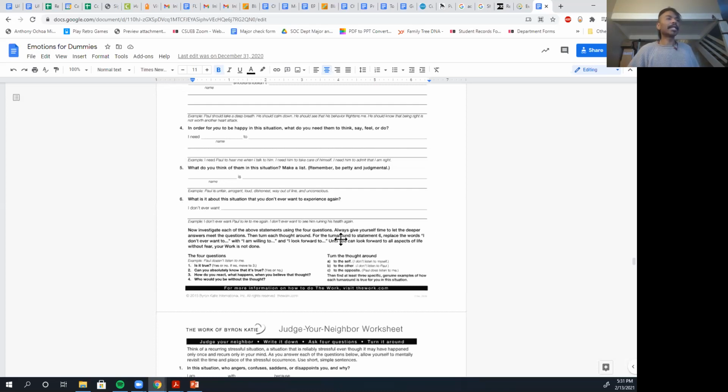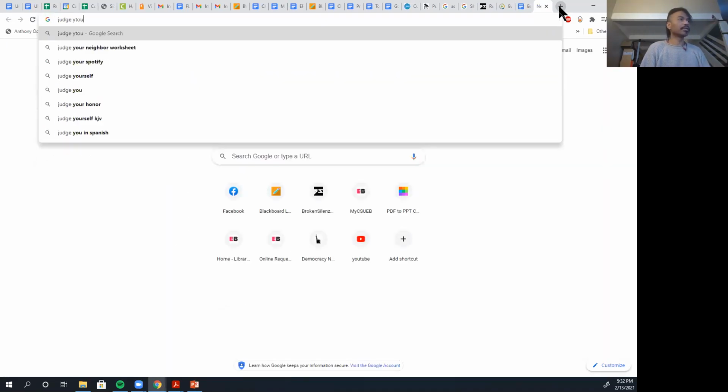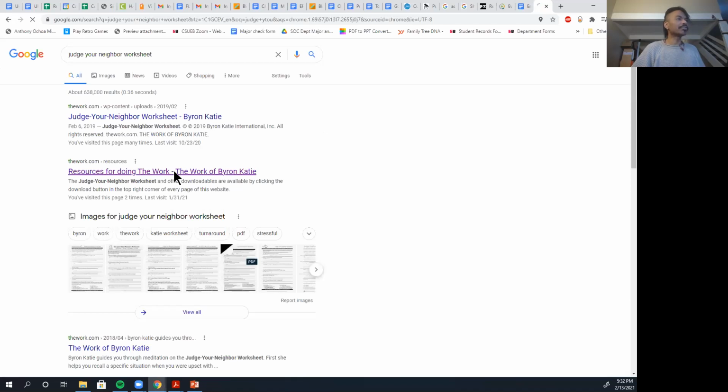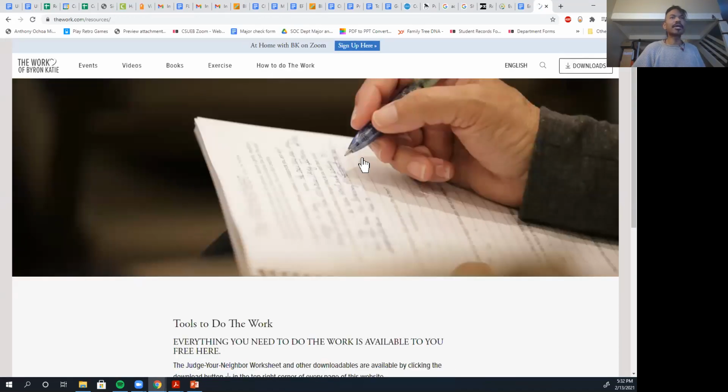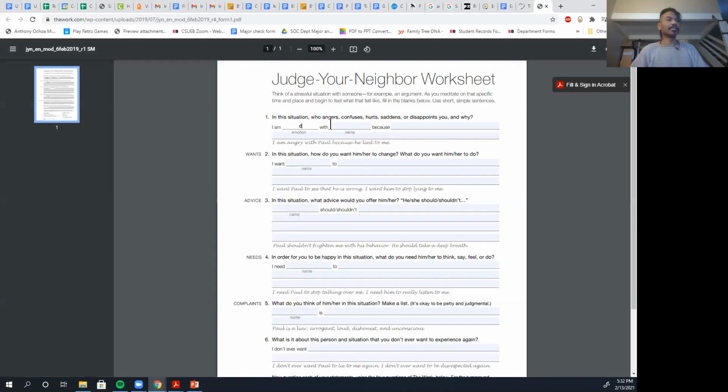Okay, so you're welcome at any time, if you'd like me to help you work on a problem you have going on, we can use that problem here. You can use a notepad and write down your problem because this is a PDF here. But if you Google Judge Your Neighbor worksheet, it will show up. The second thing says resources for doing the work, and you can click on resources, and then over here it says downloads, and over here it says the worksheet in all these languages. And then you can type in this worksheet here.